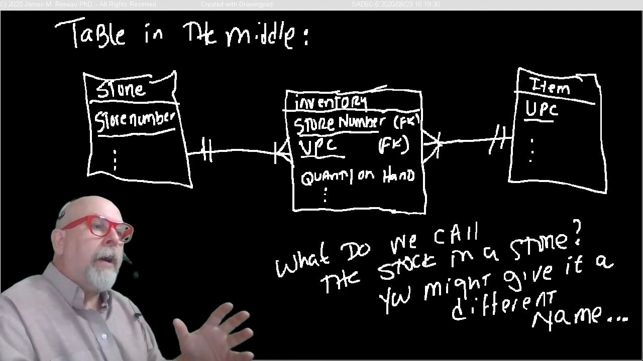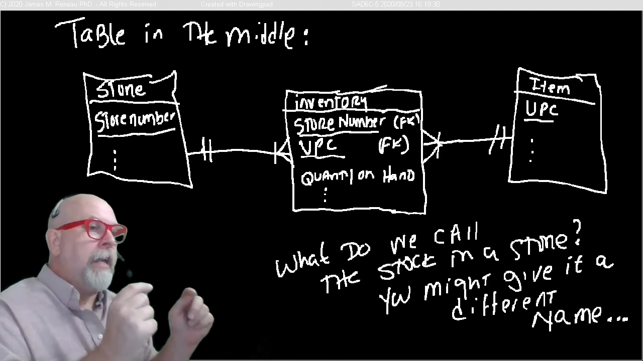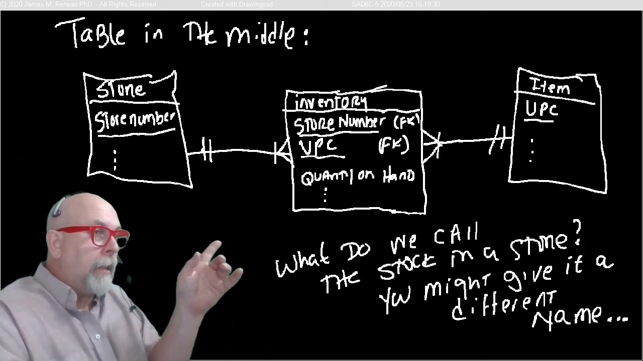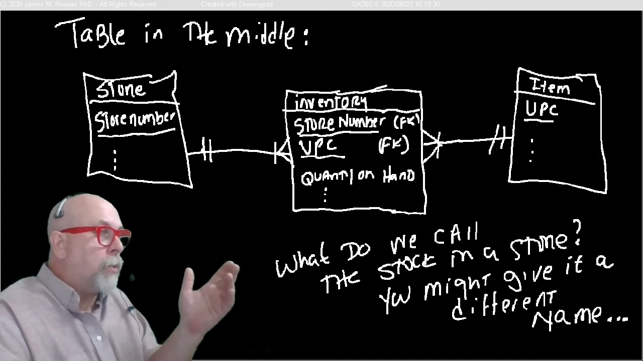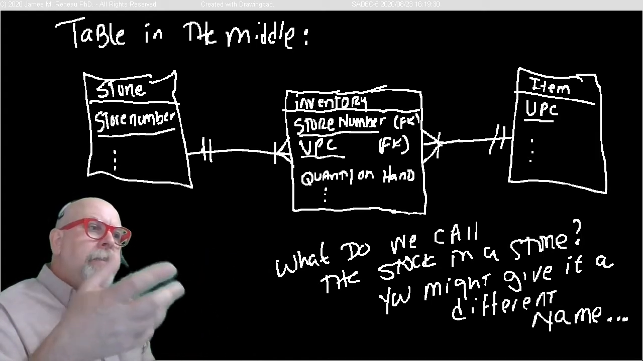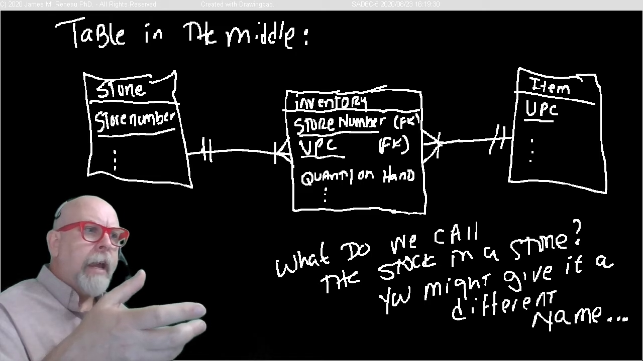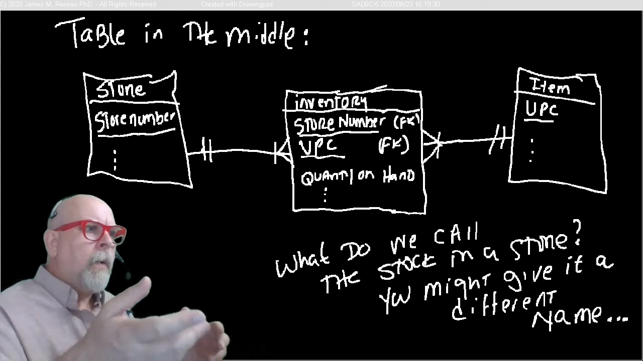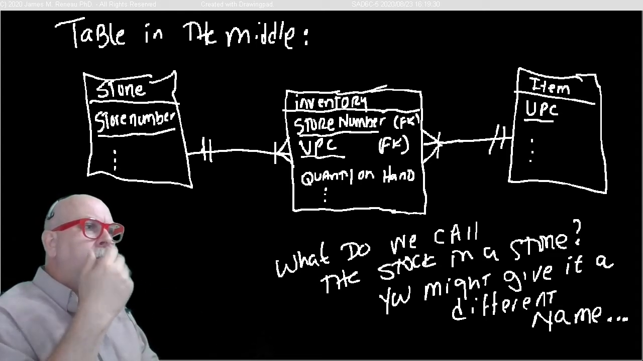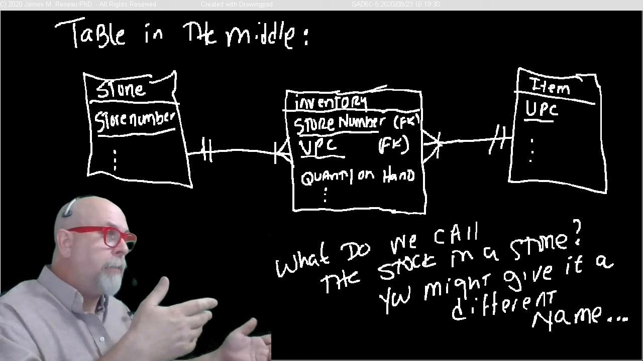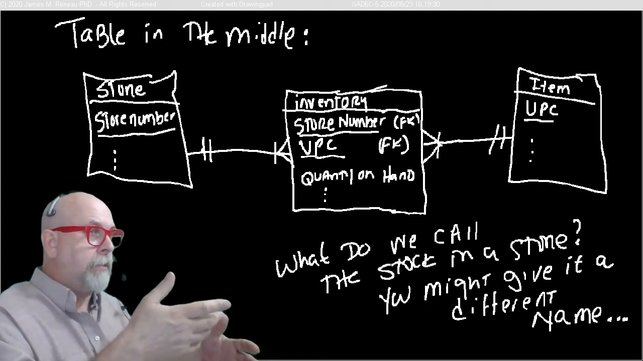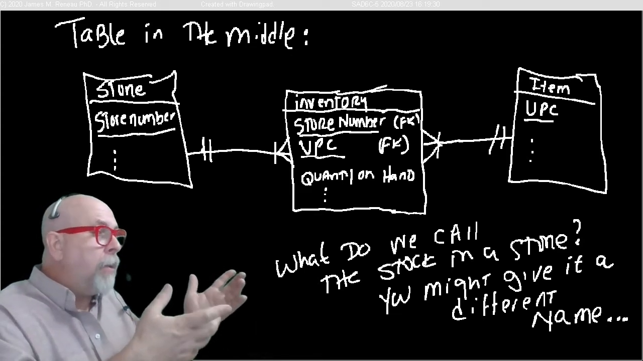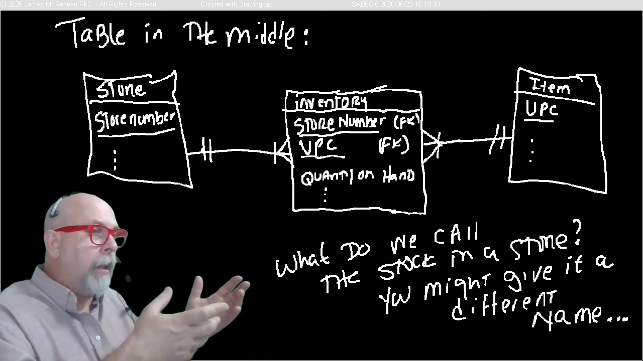So, to implement that many-to-many relationship, what I did here was I created a table in the middle, an entity in the middle between store and item, because a store has an inventory of items. And an item is in many stores' inventories. Yeah, that does make sense that a store would have an inventory of items and an item would be in many stores' inventories. So, if I put this entity in the middle, I could have called it lots of different things.